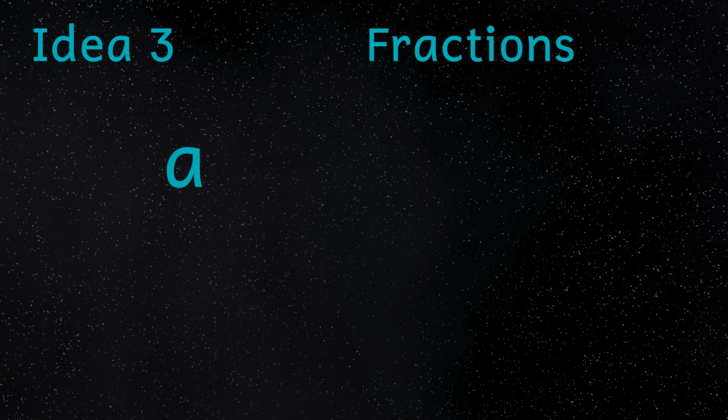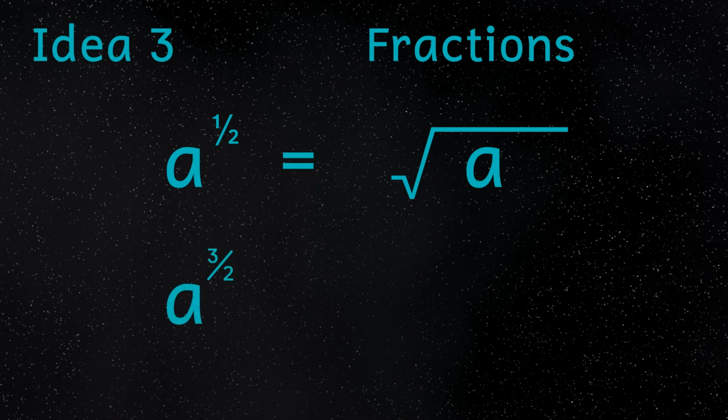Idea 3 then asks, so what about numbers that are raised to a fraction? For instance, what is A to the power of a half? Well, A to the power of a half is actually the square root of A. This would then mean that A to the power of 3 over 2 is the square root of A cubed.